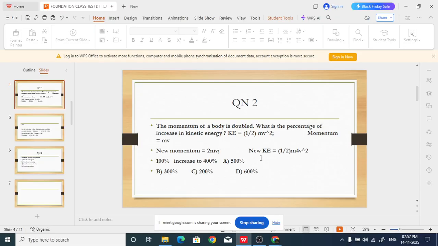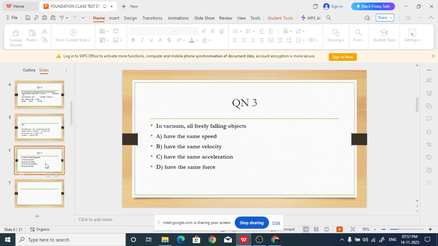Kinetic energy, what is the percentage increase in kinetic energy? From half mv square, it has gone to half m into 4v square. So it means from the original kinetic energy, it has gone up by 4 times. It means that is 300%. Okay, right. Go to question number 3.